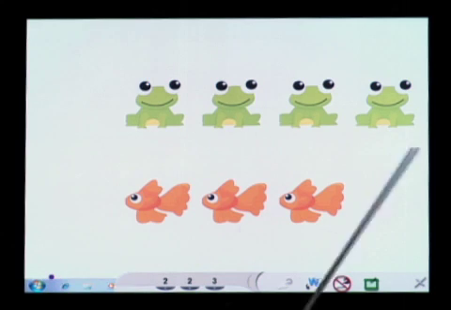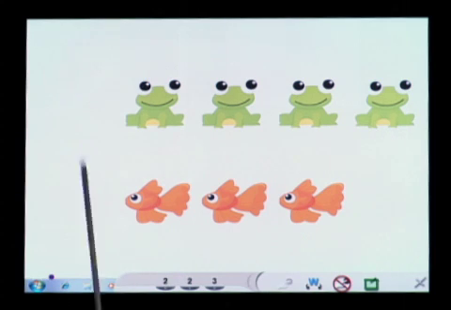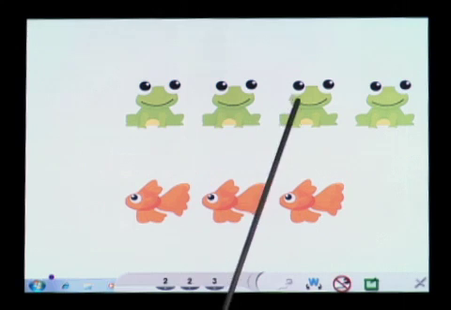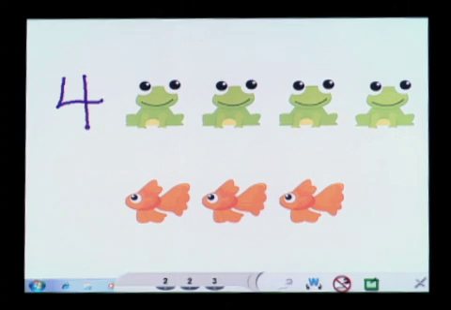Now, how many frogs and how many fish do you see? Well, let's count them again and find out. We have 1, 2, 3, 4. 4 frogs. And we have 1, 2, 3. 3 fish.